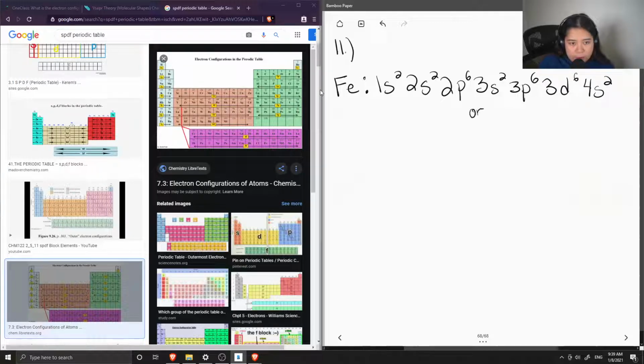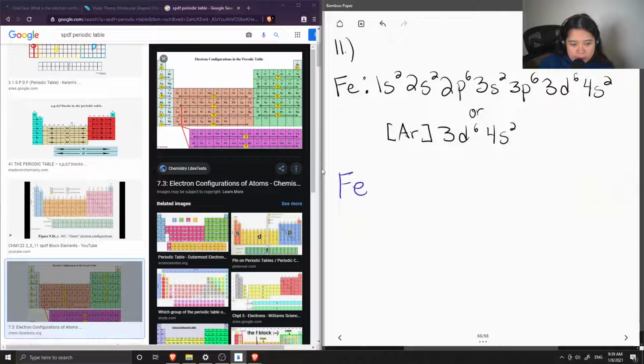So if we wanted to draw the shorthand configuration, we would find the noble gas that comes before iron. So in this case, it's argon. We'd put that in square brackets and then continue on with the rest of the electron configuration, which is 3d6, 4s2. Okay, so this is the electron configuration of a neutral iron atom.